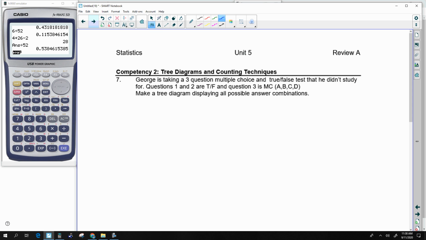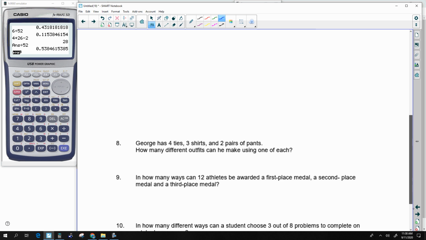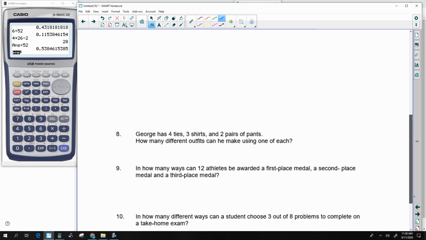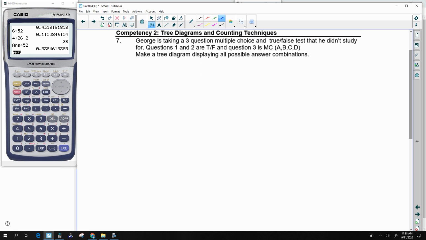Last but not least are going to be tables and counting principle, which is like permutations, combinations, sort of thing. Okay, George is taking a 3-question test, multiple choice and true and false test that he didn't study for. Question 1 and 2 are true and false. So it's a 3-question test. So there's question 1, question 2, and question 3.